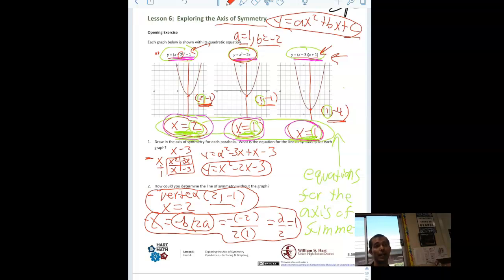Now, remember the whole goal of this problem number 3, I'm trying to get the equation of the axis of symmetry. That's what I'm trying to do. I already know the answer. It's x equals 1 from the graph. So how am I going to get x equals 1 by just using the equation?